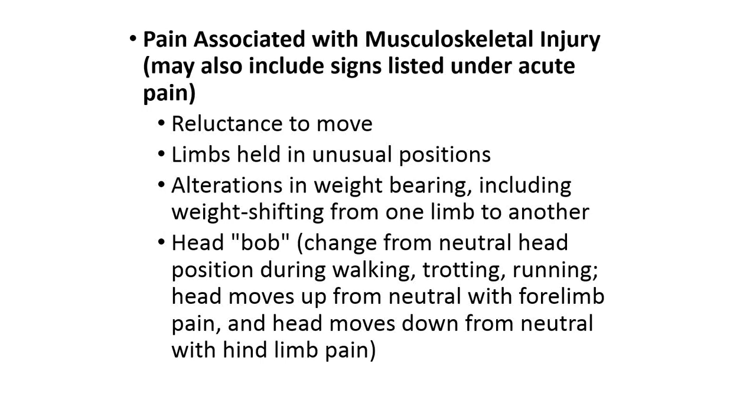Musculoskeletal pain: they don't want to move, they'll hold their limbs in unusual positions, and they'll limp. Head bob is a really good way to help determine which leg the horse is lame on. If the horse is lame in the front end, the head will go up when the bad leg hits the ground. If it's a rear leg lameness, the head will go down on the bad or painful limb.